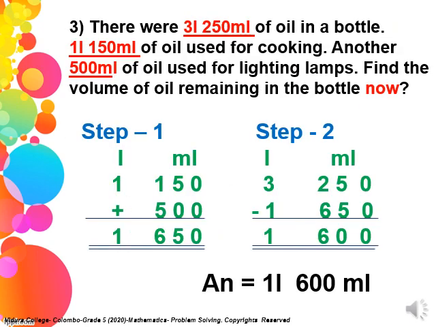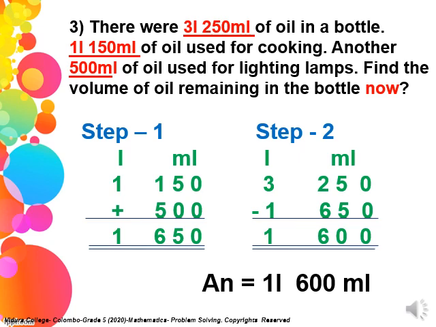Question number 3. There were 3 liters and 250 milliliters of oil in a bottle. 1 liter and 150 milliliters of oil was used for cooking. Another 500 milliliters of oil was used for lighting lamps. Find the volume of oil remaining in the bottle now.